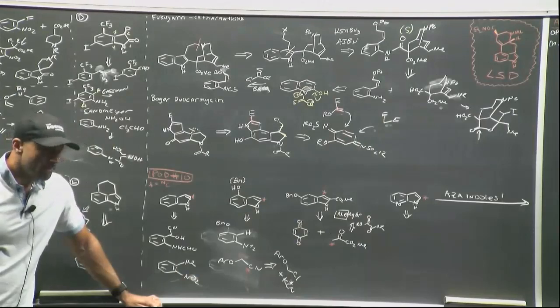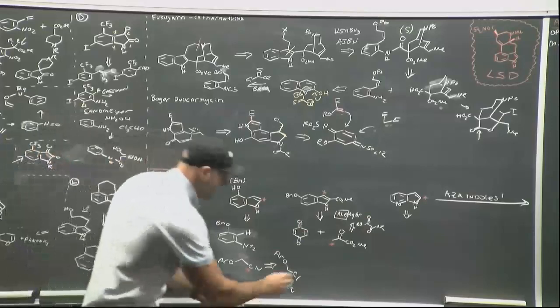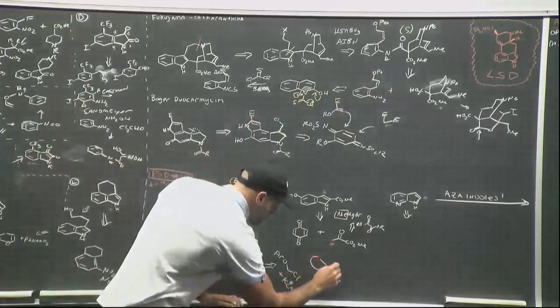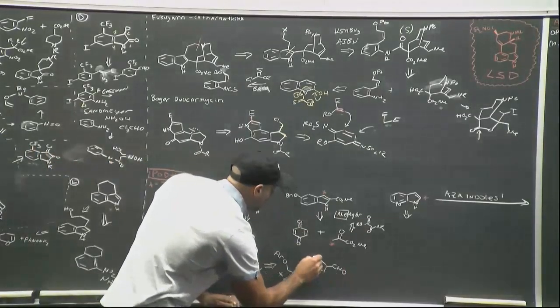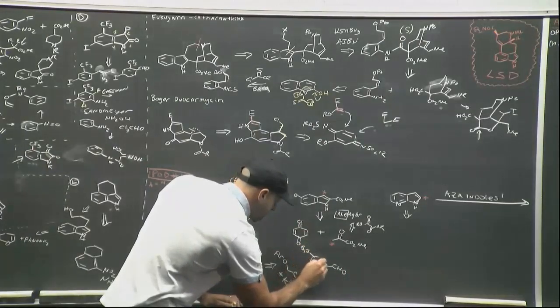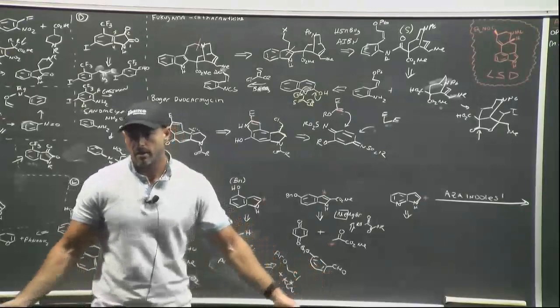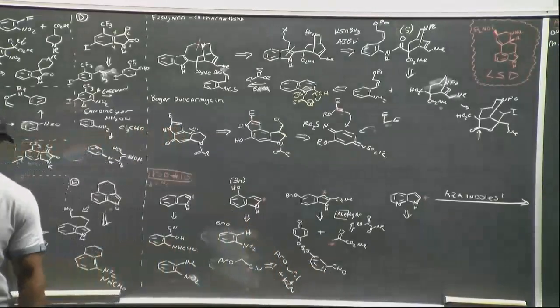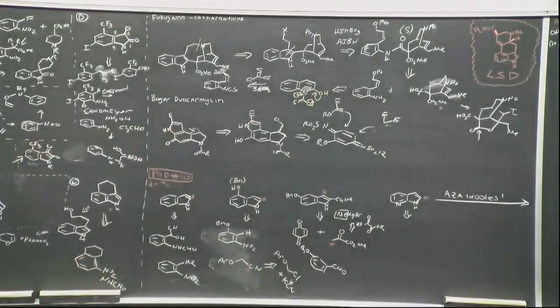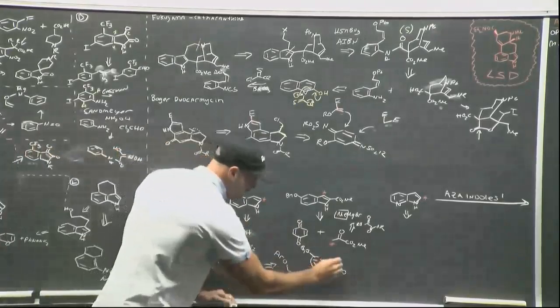You can formylate and then Emmetsburger, yeah. So you could make this from the corresponding bromide, for instance, then quench with labeled CO2, reduce, and then Emmetsburger it.